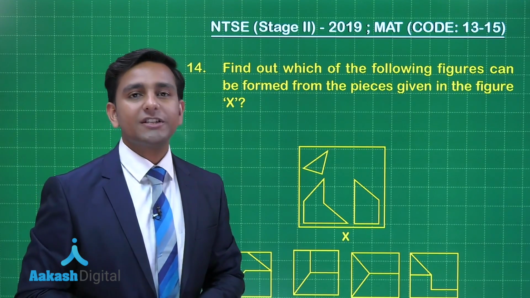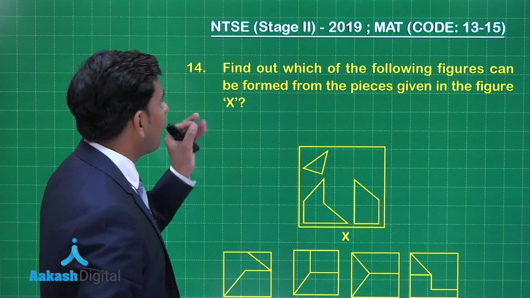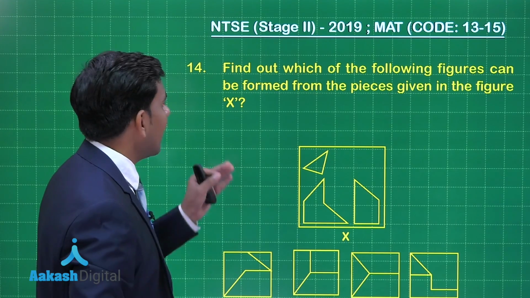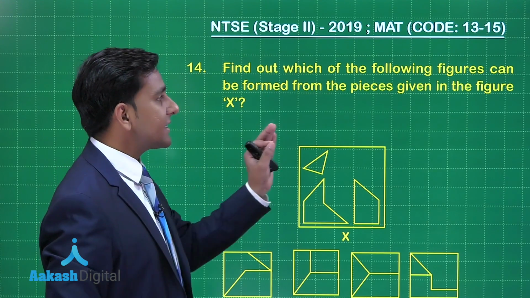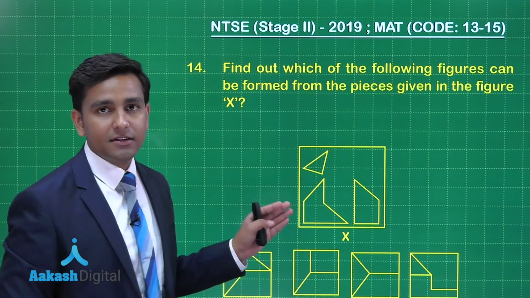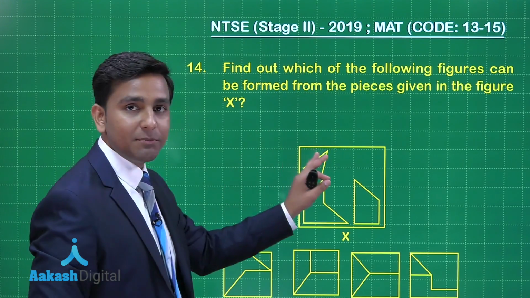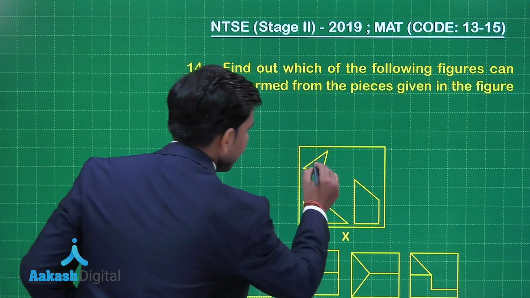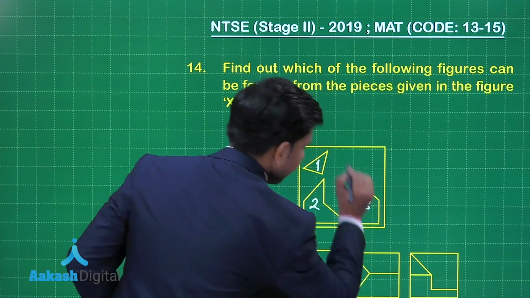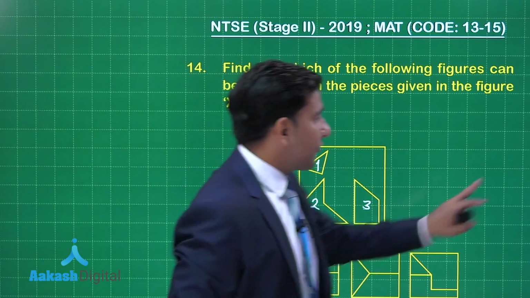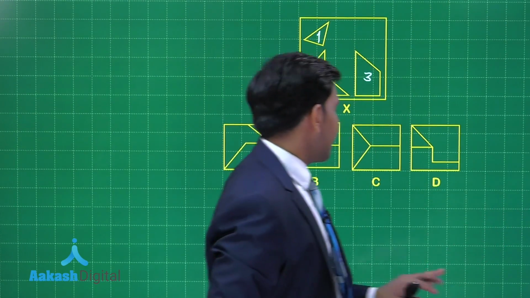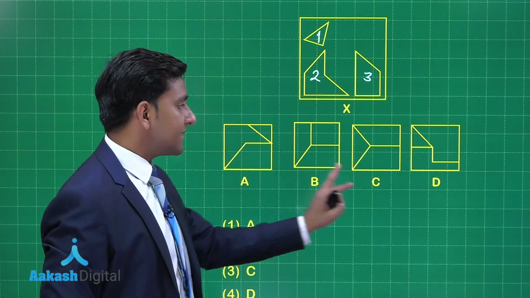Now let's discuss question number 14. This question states, find out which of the following figures can be formed from the pieces given in figure X. So in figure X, we have a total of 3 pieces numbered 1, 2, 3. Clear? Now from the given answer figures, here we have 4 answer figures A, B, C and D.